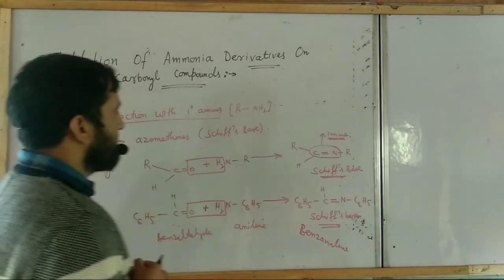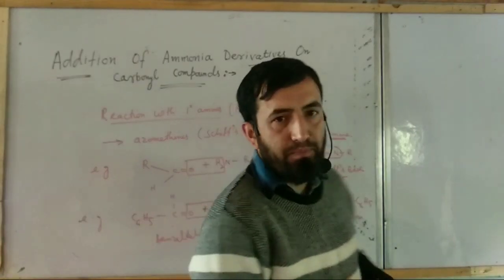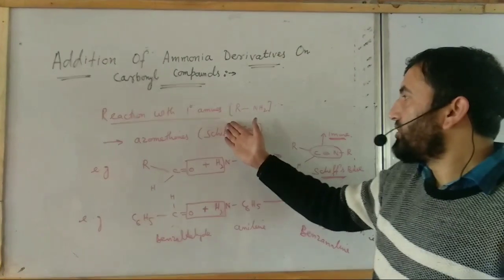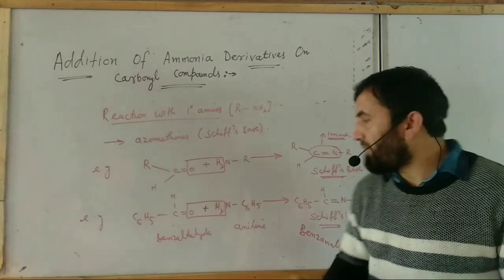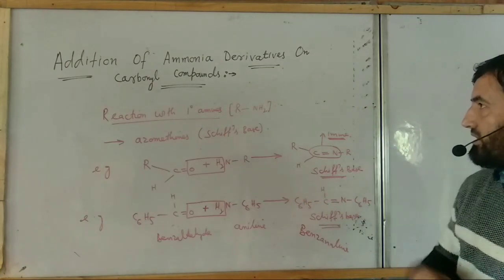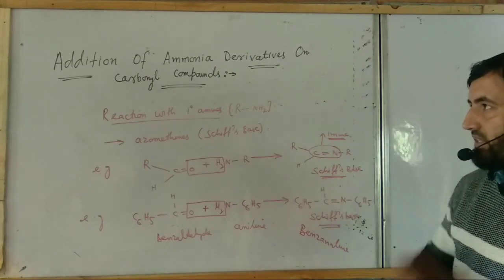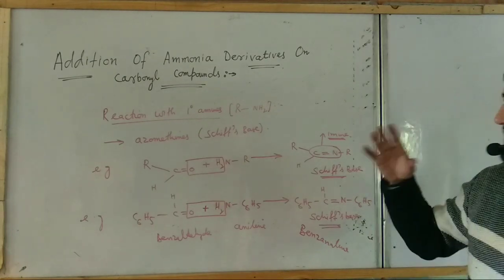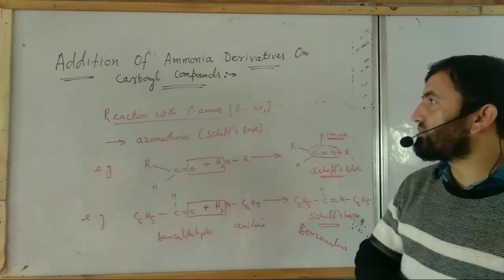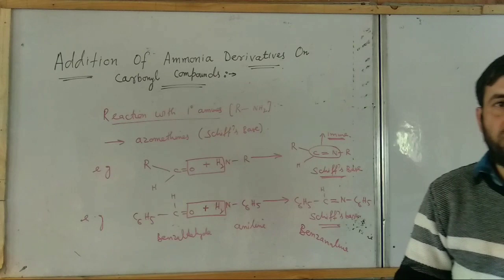Now this was about the addition of primary amines on the aldehydes and ketones and the formation of Schiff's base or amine. And also we have discussed the addition reactions of ammonia derivatives on the aldehydes and ketones.